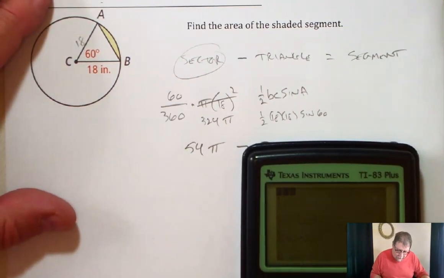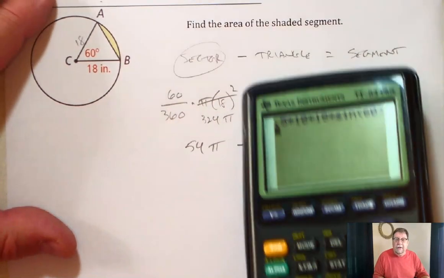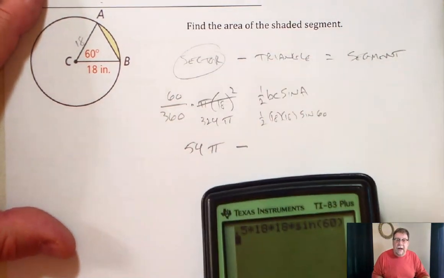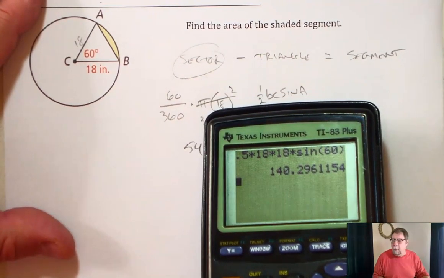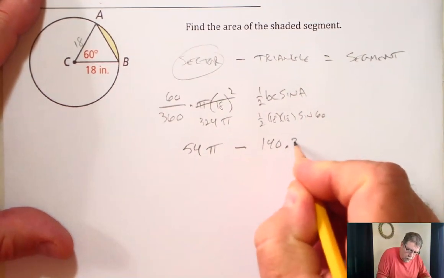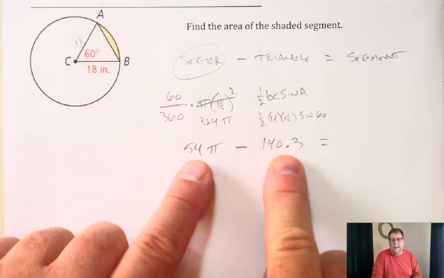So I've got 0.5 times 60 times 60 times the sine of, oh, that's completely wrong. It's 0.5 times 18 times 18 times the sine of 60. Let me make sure it's written right. 1/2 times 18 times 18 times the sine of 60. That's what I want. And that gives me 140.3.